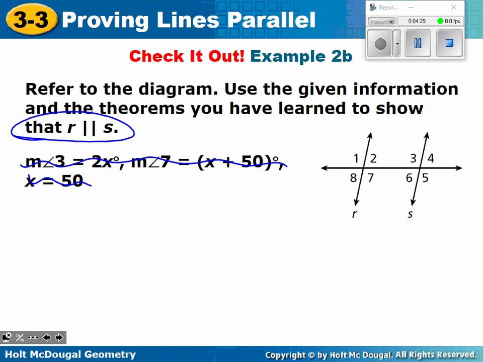So how about the measure of angle 1 is equal to 9x plus 12. And the measure of angle 4 is equal to 6x plus 18. And x is equal to 10.